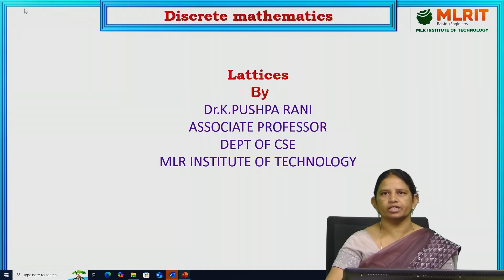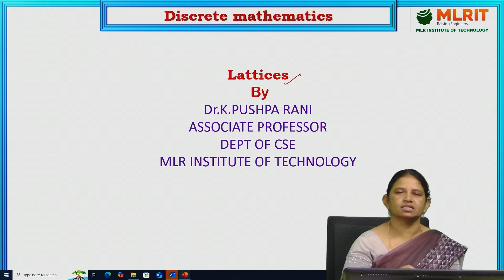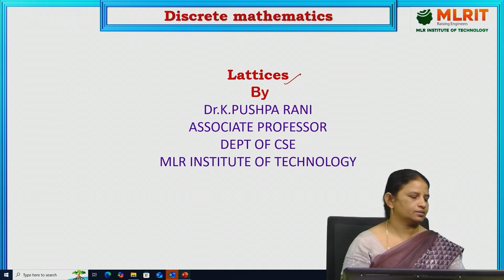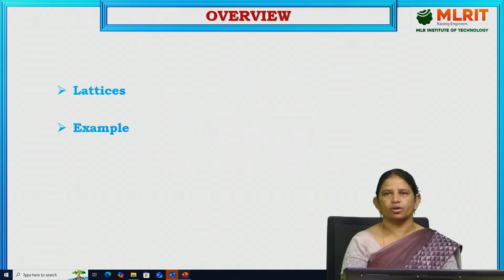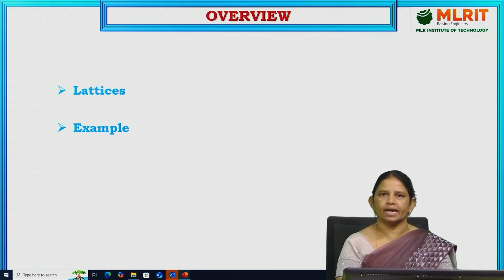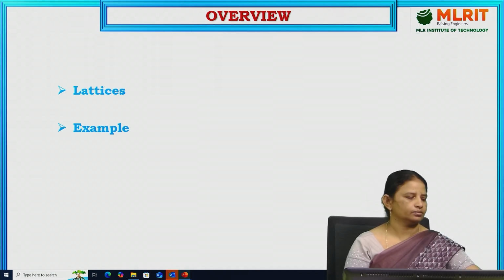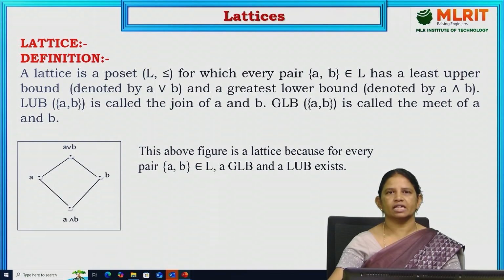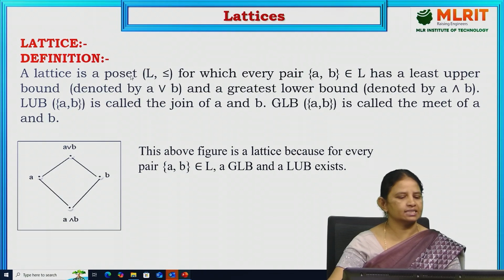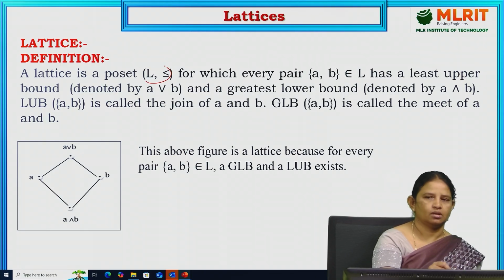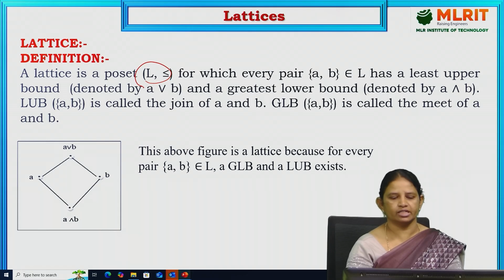So we are going to discuss lattices in discrete mathematics. What is meant by a lattice, and we can understand it with the help of an example. So what is the definition of a lattice? A lattice is a poset. (L, ≤) is a poset.